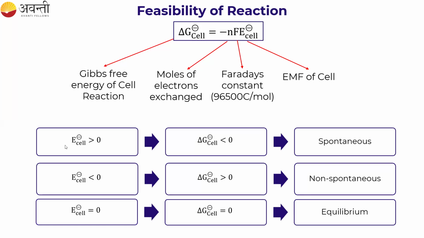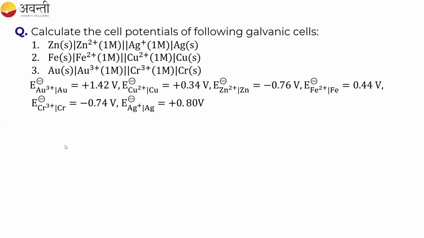Okay, so we'll solve one question for today's class session and then we will wrap it up. Got it? So we are asked to calculate the cell potential of the following galvanic cell, and the E naught values for each couple are given. Three cell representations are given. So let's go with the answer.